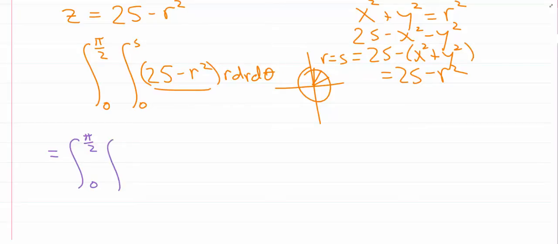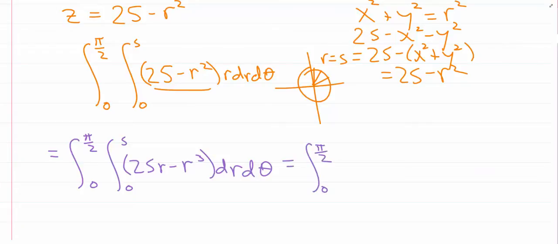Well, so let's see. Let me simplify it a little bit. This is going to be 25r minus r cubed dr d theta, right? And that's an integral that no matter who you are, you would find that simple. Okay. So let's go ahead and tackle it. We've got 0 to pi over 2. This is going to be 25 halves r squared minus 1/4 r to the 4th. And we're going from 0 to 5. And then d theta, of course.